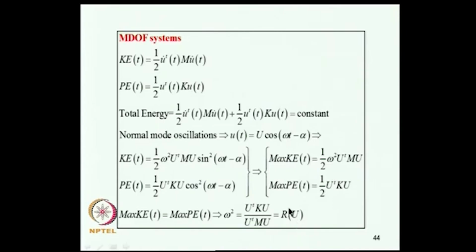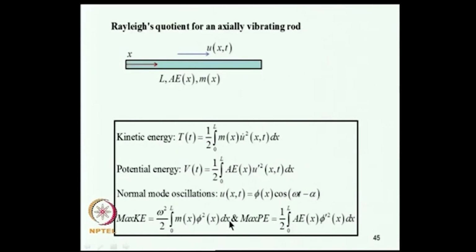Clearly, when u coincides with the true normal mode of the system, this will be the corresponding natural frequency or the corresponding eigenvalue, which is the square of the natural frequency. Now, how about for a continuous system?